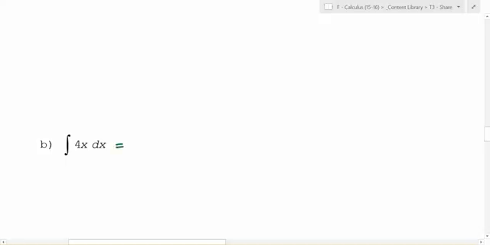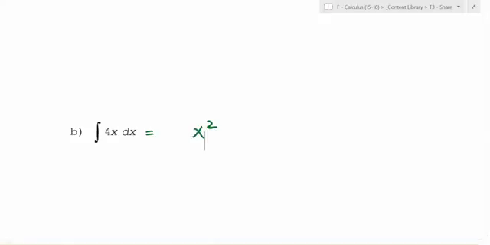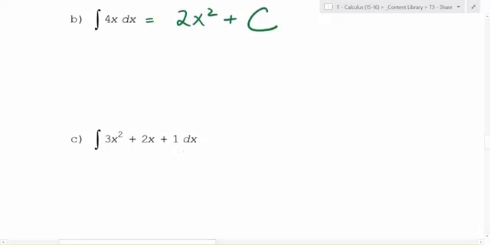Anybody want to help him out here? Zach. You know it has to be x squared because the power has to go up 1, but you want a 4 in the front. When you do the derivative of x squared, what gets dropped to the front? 2, but you want it to be 4, so what else do you plug there? 2. And what goes plus what? C. What is the derivative of 2x squared? 4x. Correct.